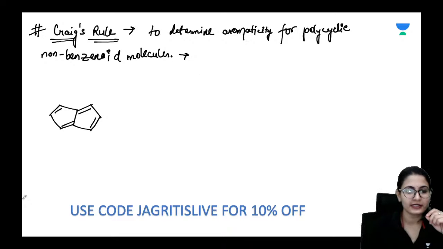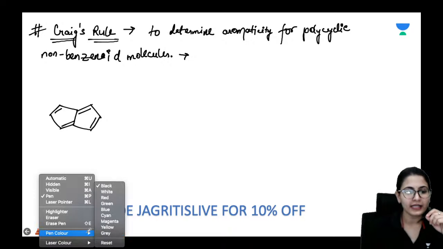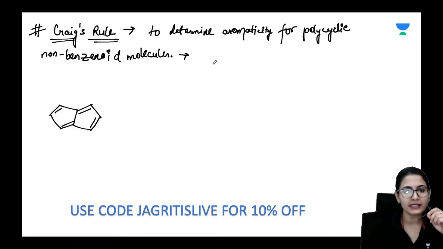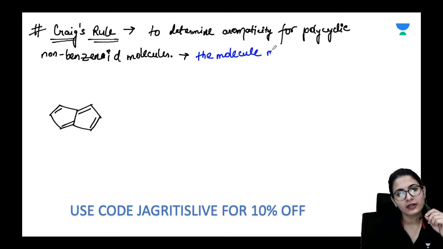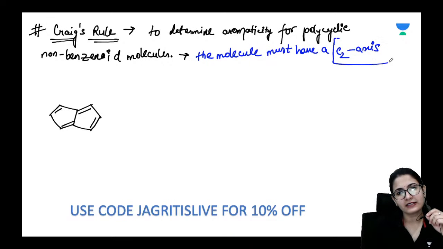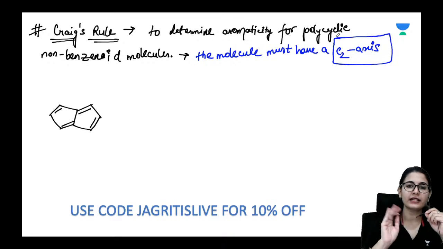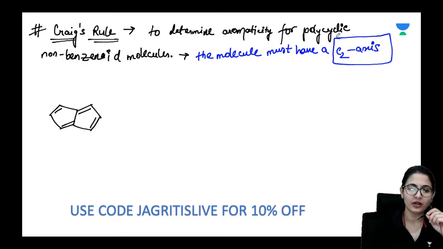First criteria is the molecule must have a C2 axis. Okay, so the first criteria is this. If this is fulfilled, then we move onwards. Otherwise, we just stop over there.